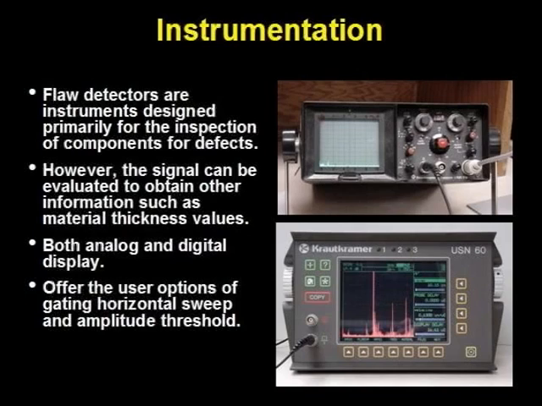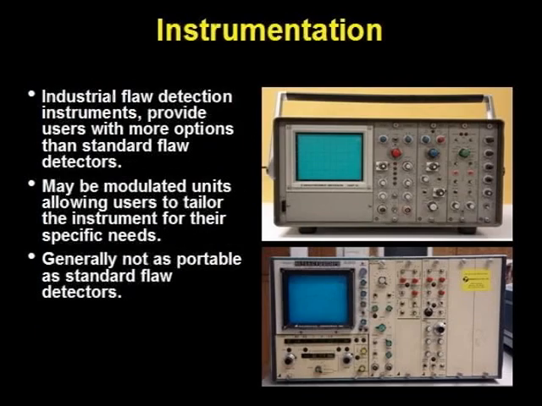Flaw detector instruments are mainly used for inspection of components for defects. Older instrumentation used CRT oscilloscope type displays for the A-scan. Newer instrumentation is all digital. Time gates may be used to select a specific echo for interpretation. Similarly, the amplitude may also be gated to measure the echo amplitude or to provide an alarm signal.